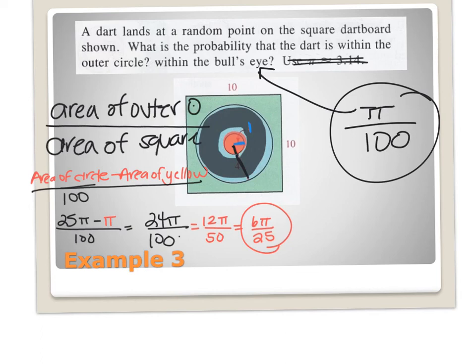Questions? Okay, so general concept, it's shape within shape. You've got to find the area of what you're searching for and put it over the area of the whole thing. Not bad, right?